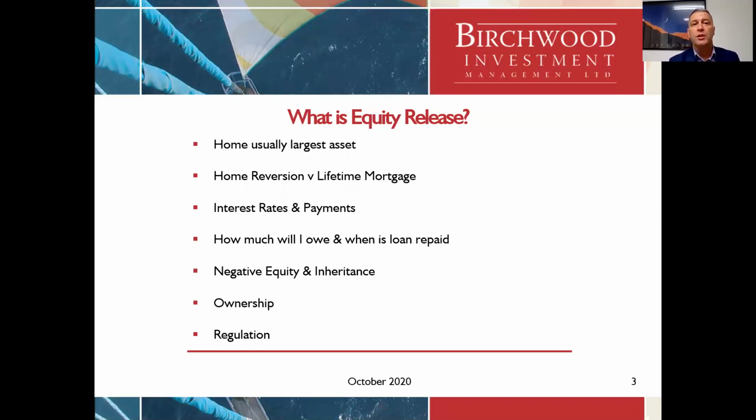Historically, releasing equity from your home could only be achieved through what was known as a home reversion plan. This involves immediately giving up ownership of all or part of your home. This meant that the deeds and ownership of the property would be transferred to the home reversion plan provider, but you would be able to remain in the property rent-free for the remainder of your lifetime or until you had to go into long-term care.